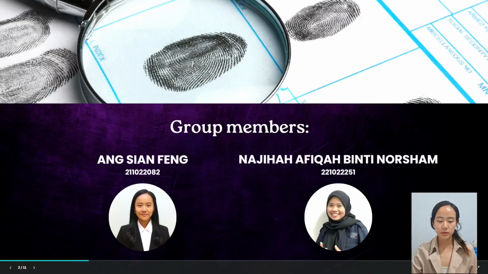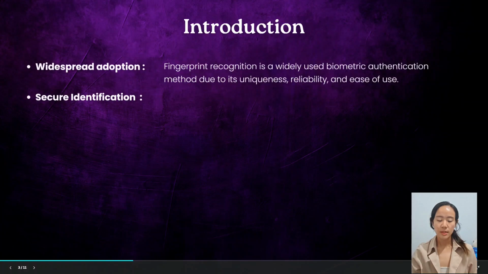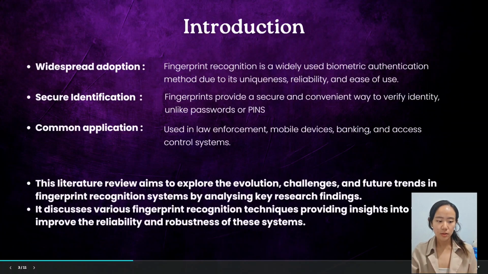Let me introduce our group members, which consists of two. One is me, Sian Feng, 211022082, and my beloved friend Najihah Binti Norsham. Her metric number is 2210222251. Next, let's go through the introduction for our mini project.